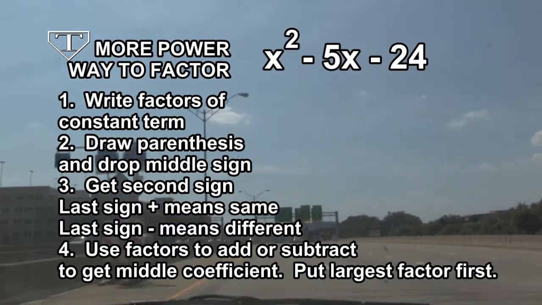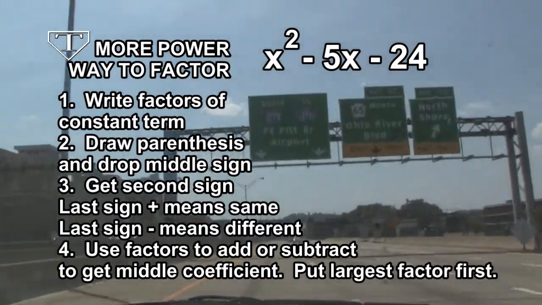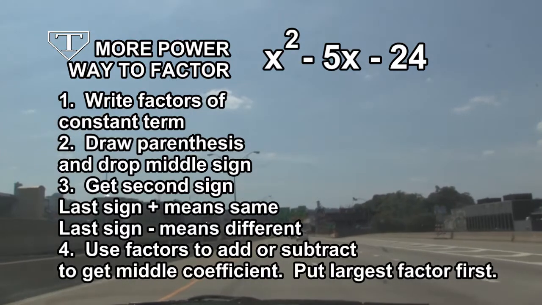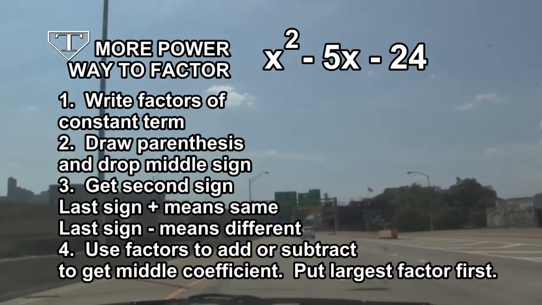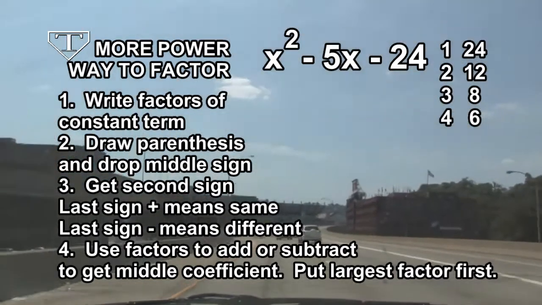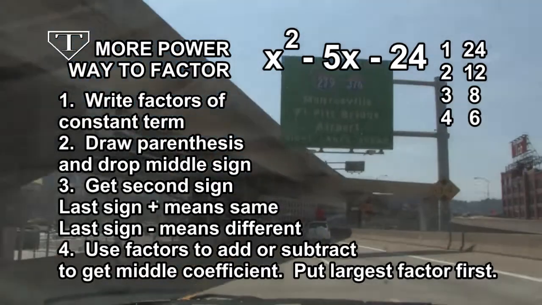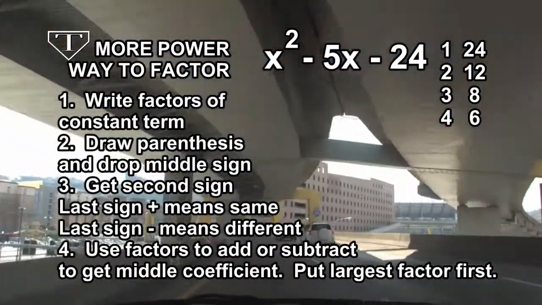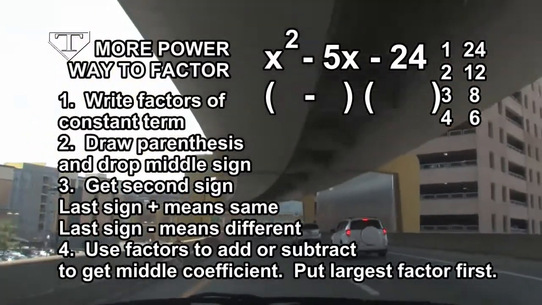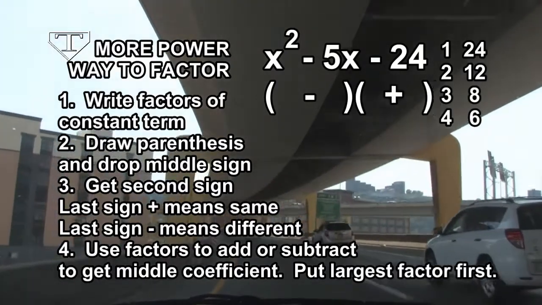Now, using the same steps, let's see if we can factor x squared minus 5x minus 24. Step 1 would be to write the factors of 24 out. 24 would be 1 times 24, 2 times 12, 3 times 8, and 4 times 6. Step 2 is to draw the two sets of parentheses and drop the middle sign of minus into the first parentheses. Step 3 is to use the last sign to get the second parentheses.